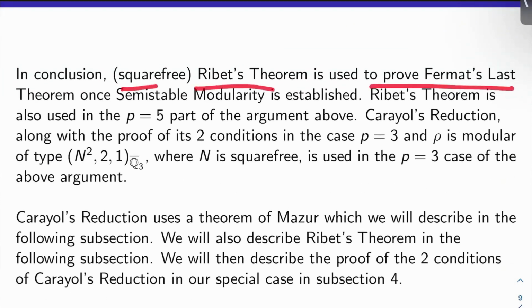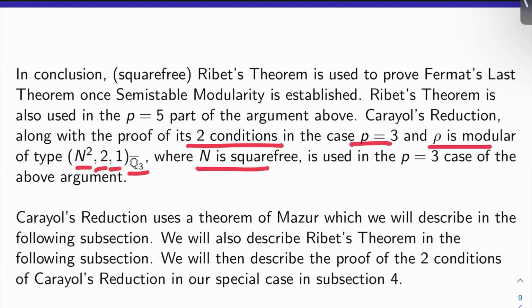Perfect. So the conclusion of this piece of the chapter is this. Square-free Ribet's theorem is used to prove FLT once semi-stable modularity is established. Ribet's theorem is also used in the p equals 5 case of the above argument, so the case rho bar 5 is surjective. Ribet's level lowering, along with the proof of its two conditions, in the case p equals 3 and rho is modular of type N squared, 2, 1 over Q bar 3, where N is square free, is used in the p equals 3 case of the above argument, so the case rho bar 3 is surjective. So there are the three times in the proof of Fermat's last theorem that special cases of theorem 2 of this chapter, the first slide of this video today, are used.